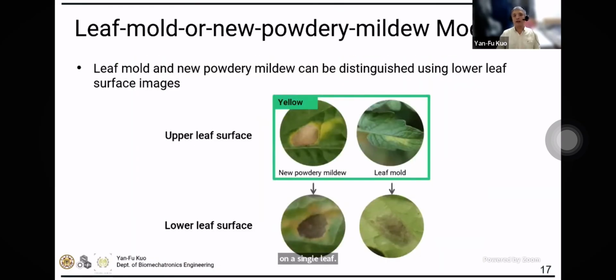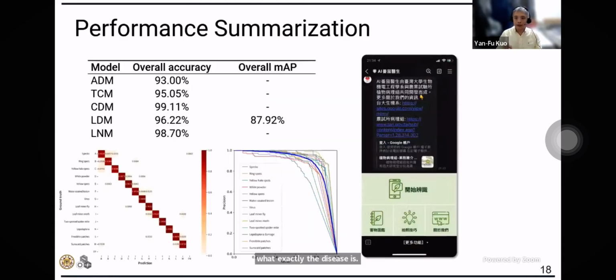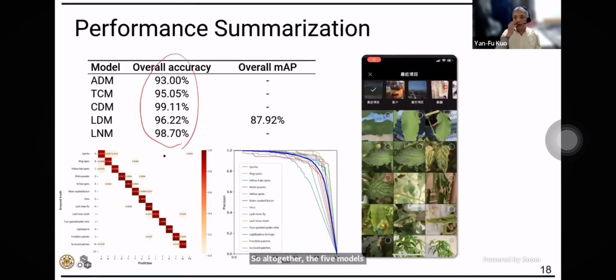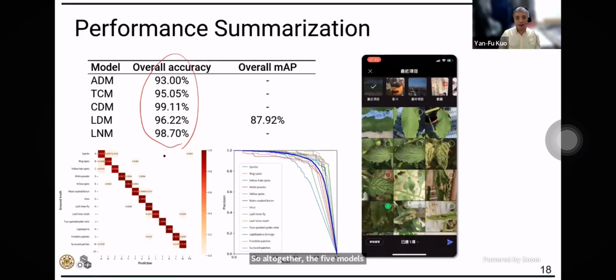And the fifth model is for the kind of disease that looks very similar on the upper surface. We can ask the farmer to flip over the leaf and check the lower leaf surface, and then we can identify what exactly the disease is. So altogether, the 5 models, all of their accuracies are higher than 90%.